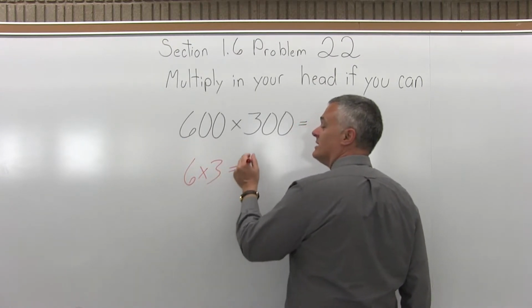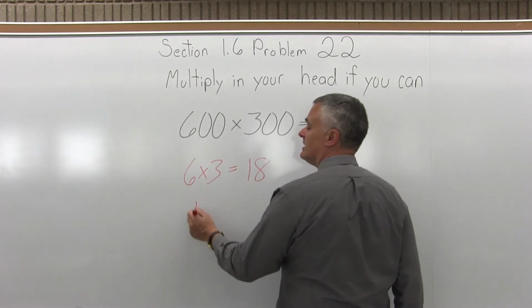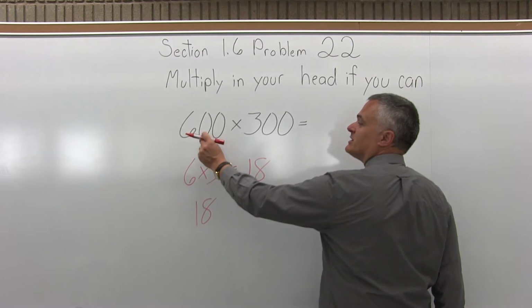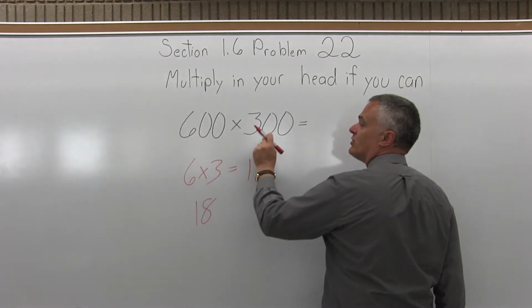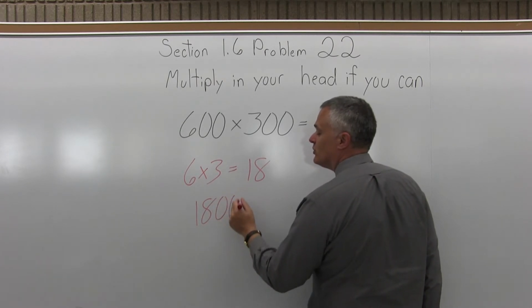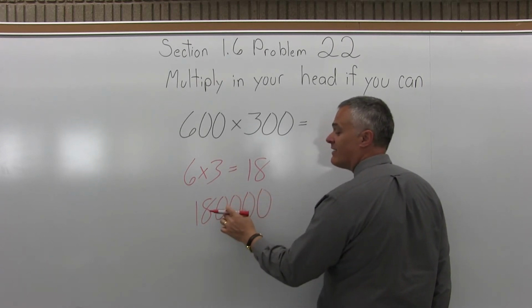I can do that easily enough. That's 18. 6 times 3 is 18. So now you take that 18 and put the zeros back. How many zeros did I ignore? I ignored 1, 2, 3, 4 zeros. So I take the 18 and I put 1, 2, 3, 4 zeros after it.